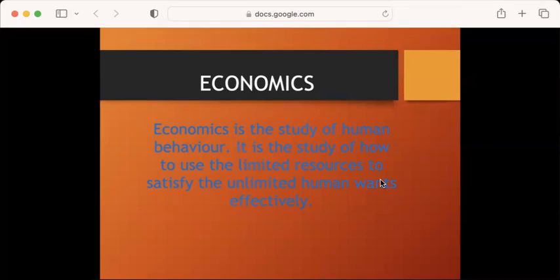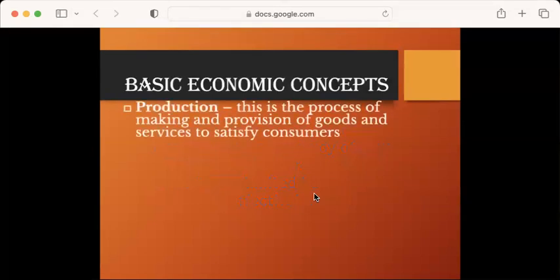This is the job of the economists around the world: to use the limited resources to satisfy the unlimited human wants more effectively. Right, okay. Since we already spoke about the basic economic concepts, I have explained to you about scarcity, opportunity cost, and choices.